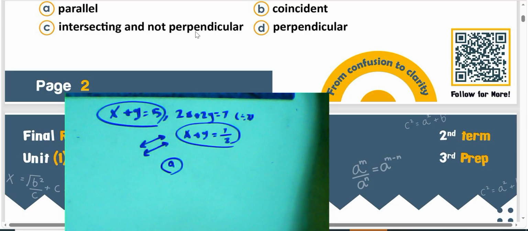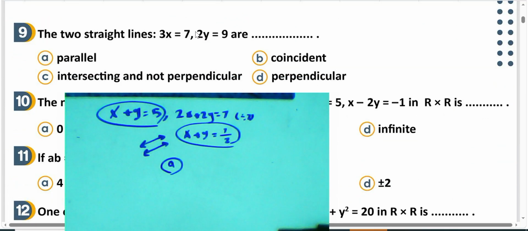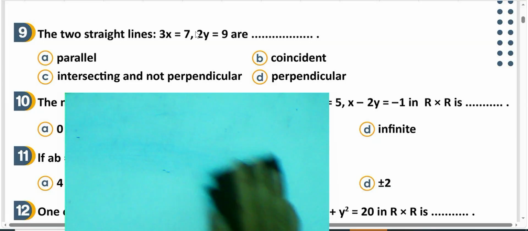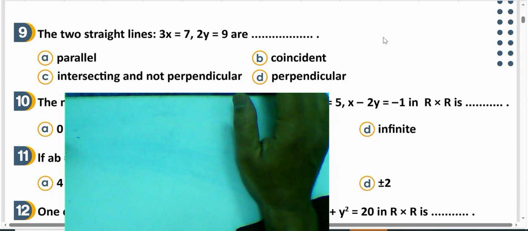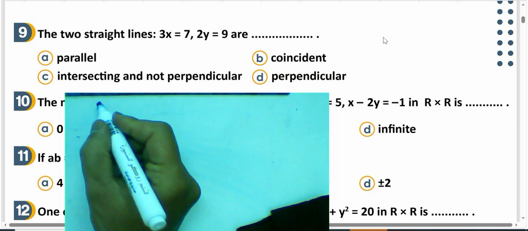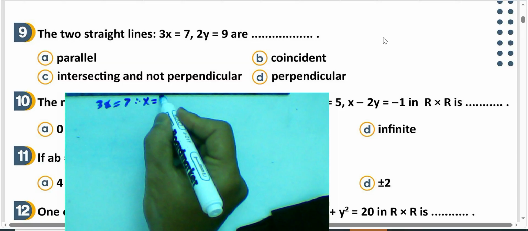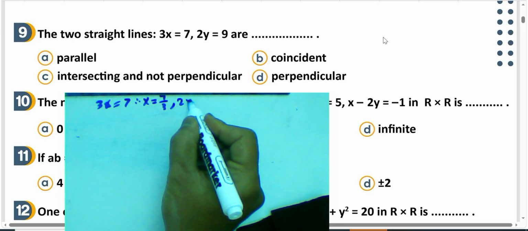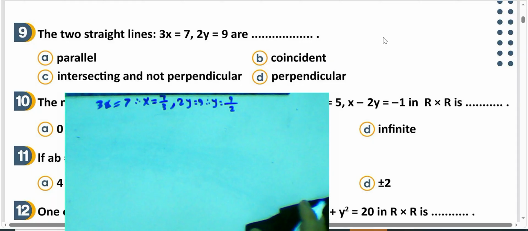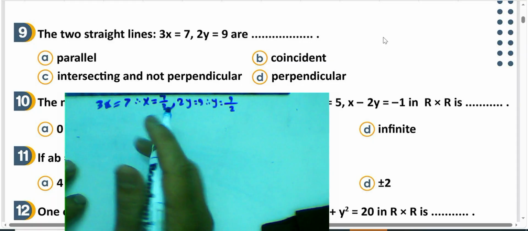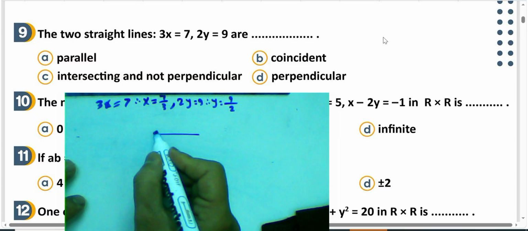Understood? Next question. The two straight lines 3x equals 7 and 2y equals 9 are what? He asks about the relation between the two straight lines. If we find the value of x first, we have 3x equals 7. We can divide by 3, then x equals 7 over 3. And the second equation, 2y equals 9, so the value of y is 9 over 2. Okay, then we have x equal to 7 over 3, and the other equation like this.